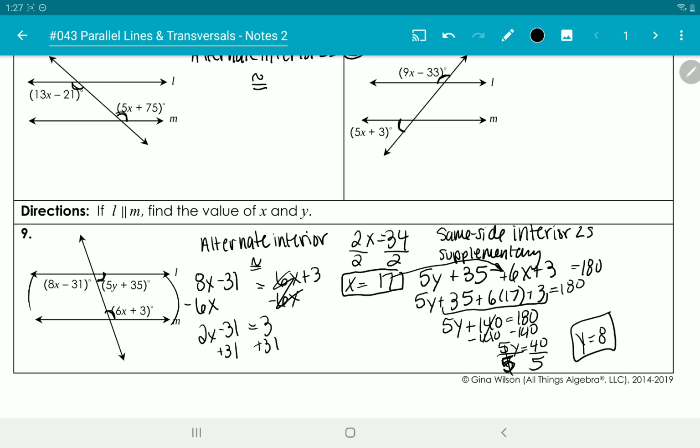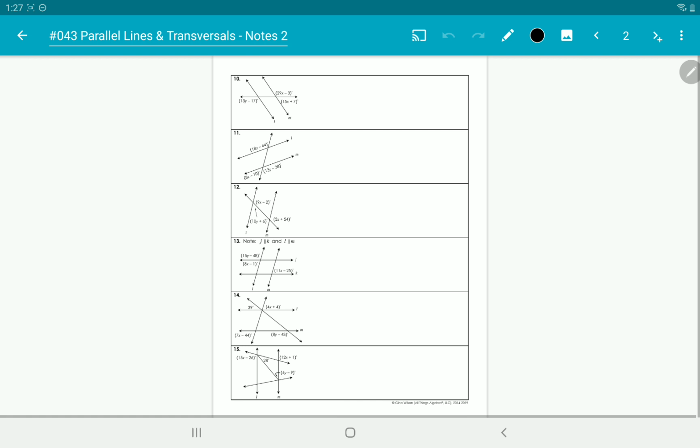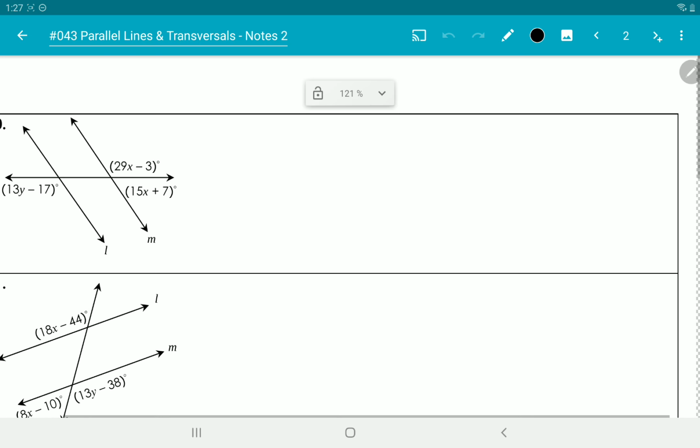So again, on these ones, you're going to look at the angles that have the same variable first. Okay, so in this case it was x, two of them had x. And then you can look at the one with the other variable, and you can compare it to one of the other two angles and plug in what you solved for x. So let's go on to number 10.